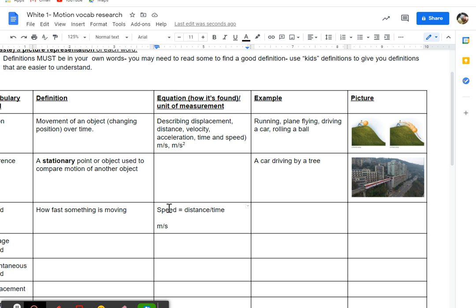Okay, so what would an example be? Yep. I just said how fast the car is going. Okay, so a car, let's be a little more specific. So a car driving from where to where? Okay, so a car driving on a highway, we can calculate its speed.